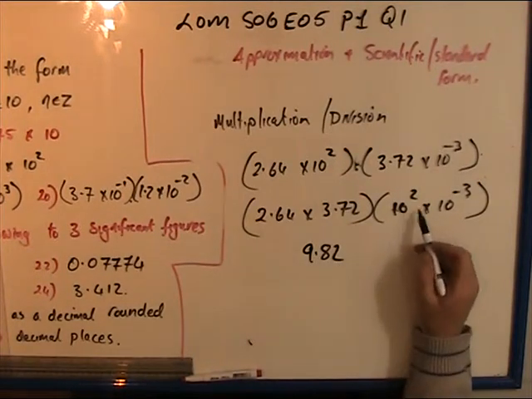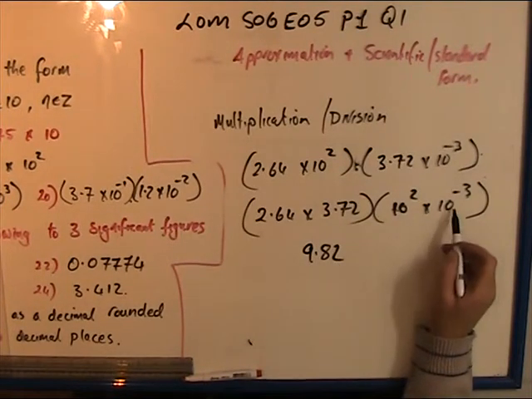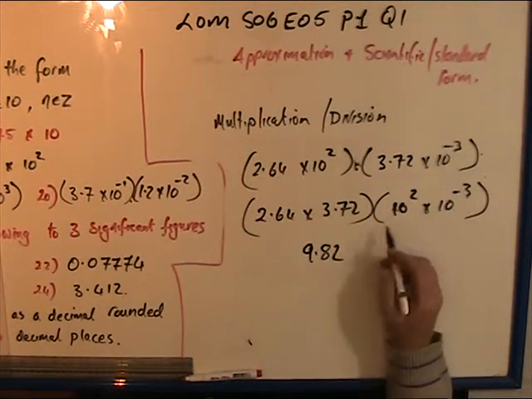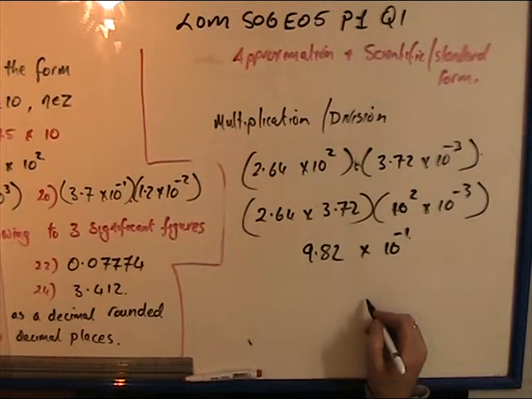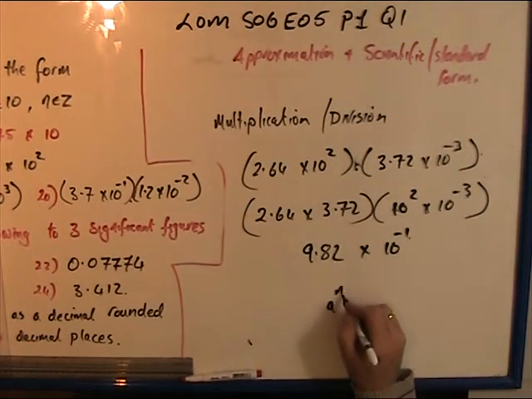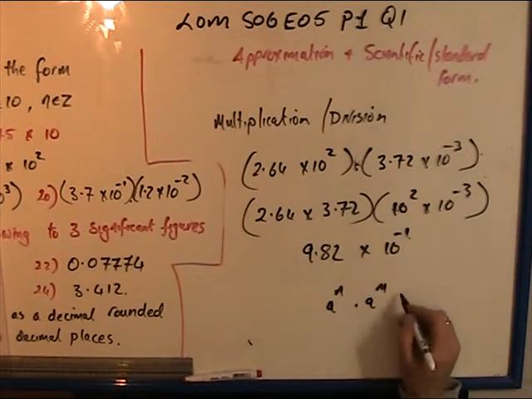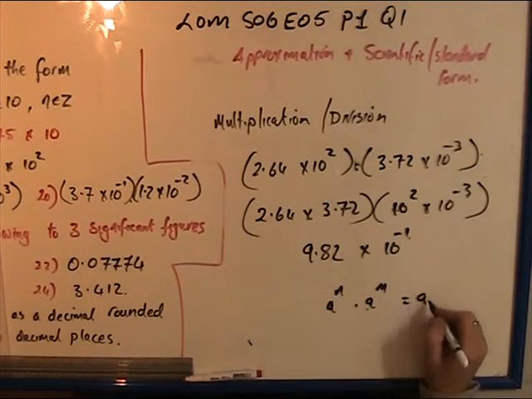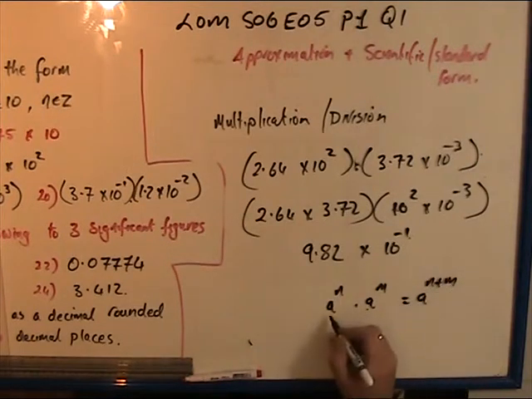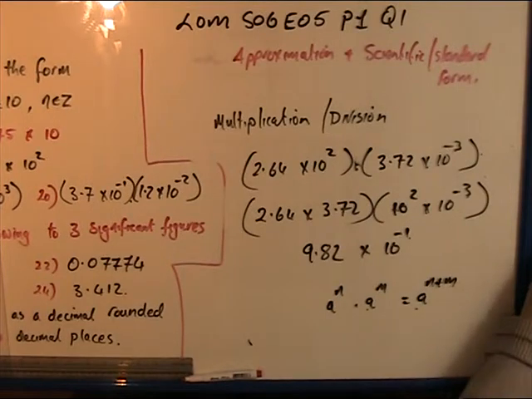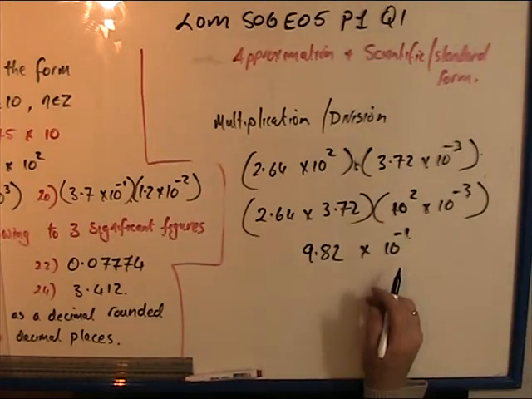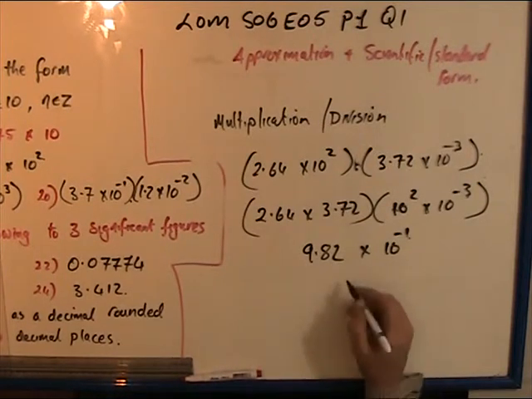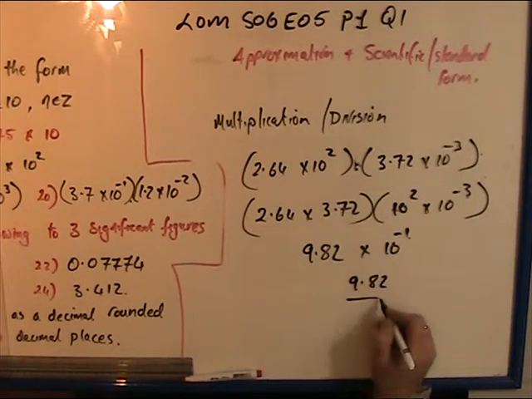Now, what do we do here when we're multiplying? We've got the same power and the same base. So we add the powers, and it's 10 to the power of minus 1. That's another indices rule: a to the power of n multiplied by a to the power of m. You've got the same a's, so it's equal to a to the power of n plus m. So the same base is 10, and we add the powers. Minus 3 plus 2 is minus 1. And that can also be written as 9.82 over 10.